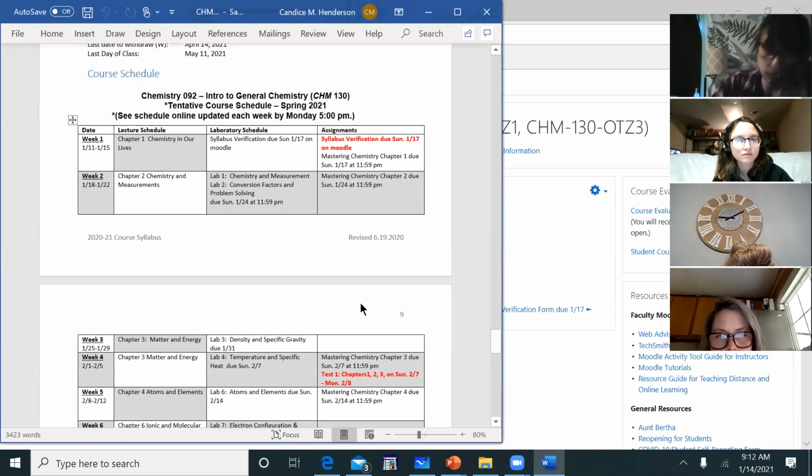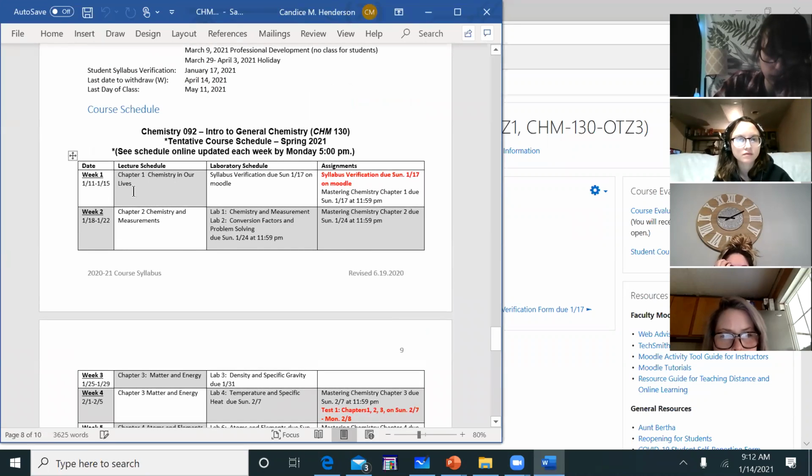Go down to the bottom part here. Week 1, we've finished chapter 1 and we actually started getting into chapter 2, which is great. You need to get that syllabus verification done. So look through it, go on Moodle and verify the syllabus. Then you have your first Mastering Chemistry assignment, chapter 1, which we only went over a little bit of. So go ahead and get started on that. For next week, chapter 2, we've already got a head start. So hopefully next week, maybe we can even finish lecture a little early one of those days. So for you guys, get your verification and get your first Mastering Chemistry homework done.